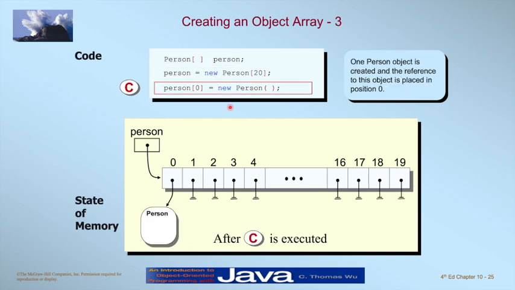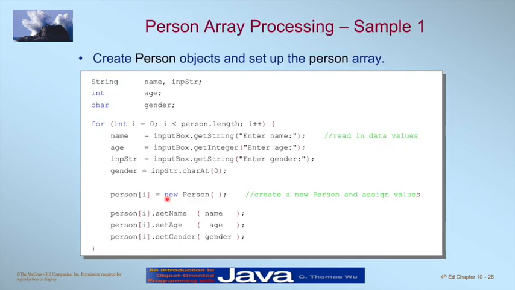Now when we write this code, person 0 equal to new person, that means we are specifically referring to index 0. So one person object is created and the reference to this object is placed in position 0. That means we are creating one person object in the array. Okay, so this is the sample of how you can create person objects and set up the person array.